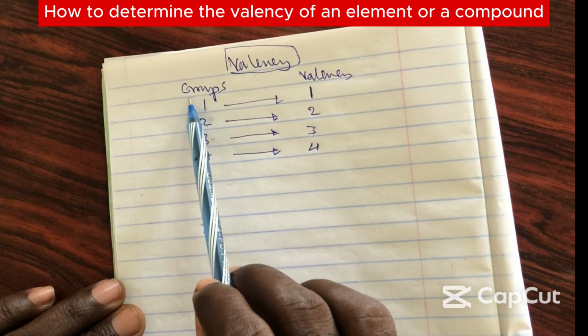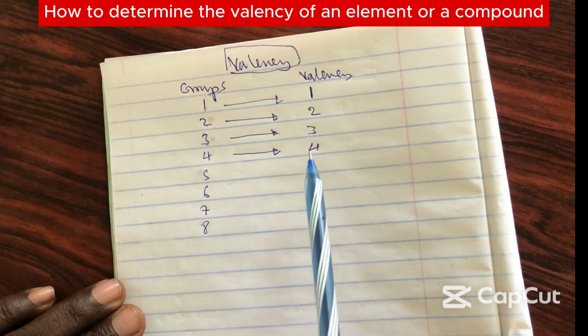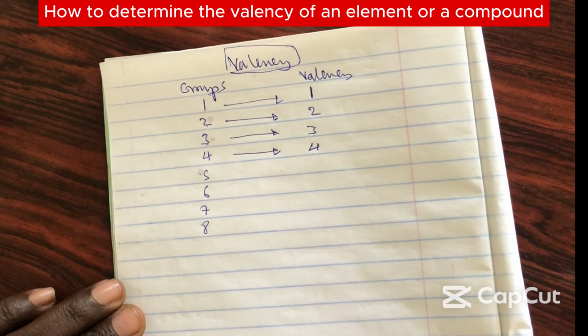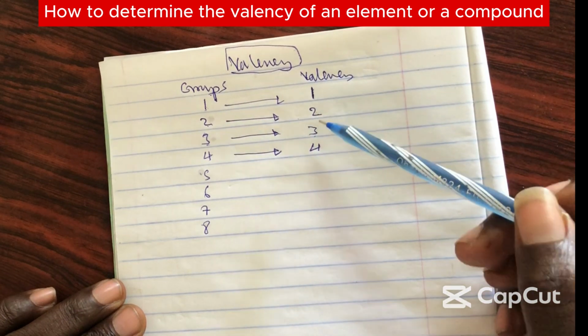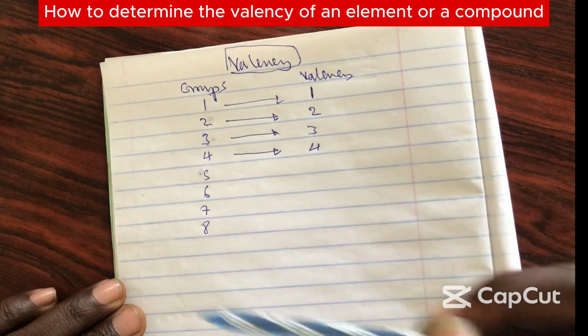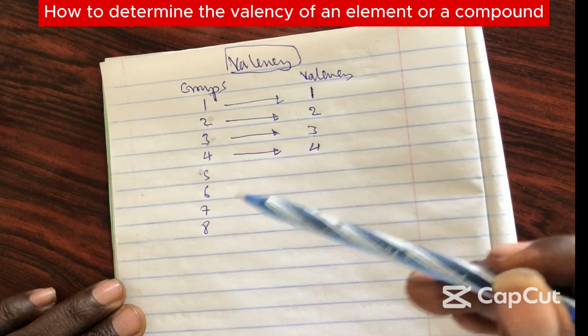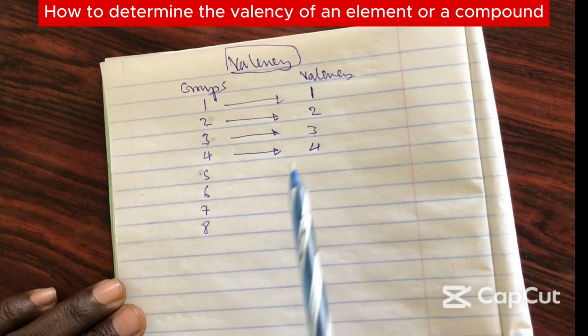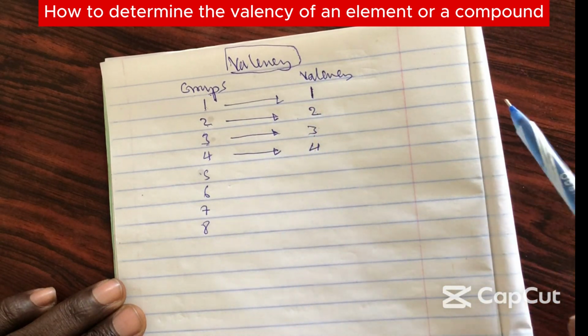All the elements in group 4 have a valency of 4. Now what about 5, 6, 7, and 8? Remember we said that valency can be 1, 2, 3, or 4. So if the valence shell, that is the outermost shell, has more than 4 electrons, we need to subtract from 8.